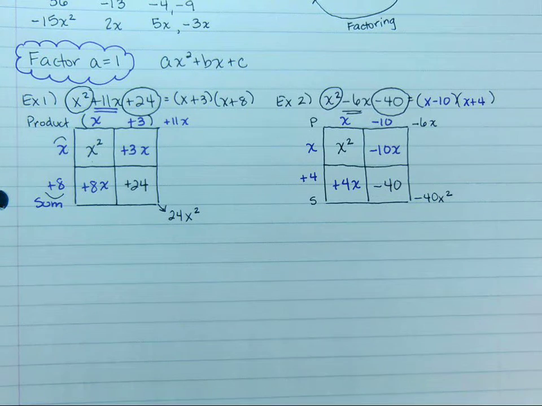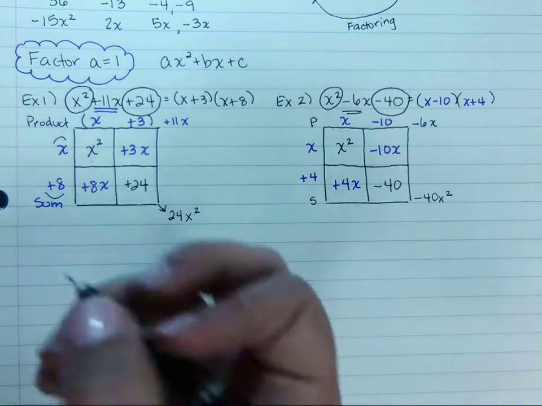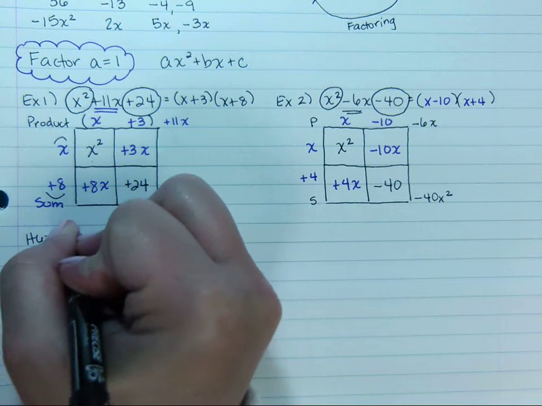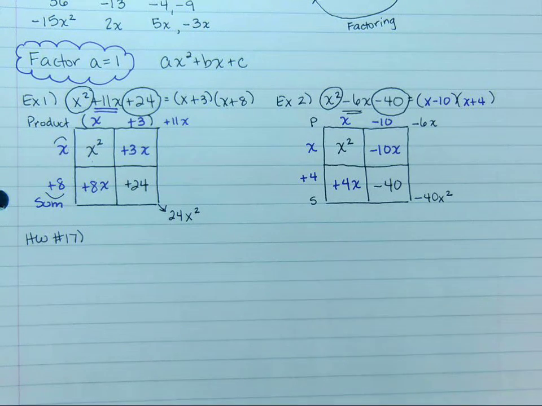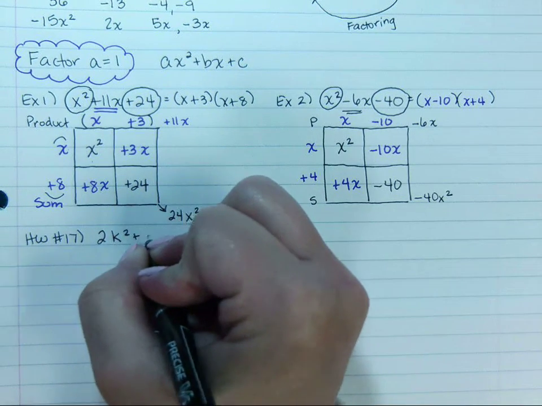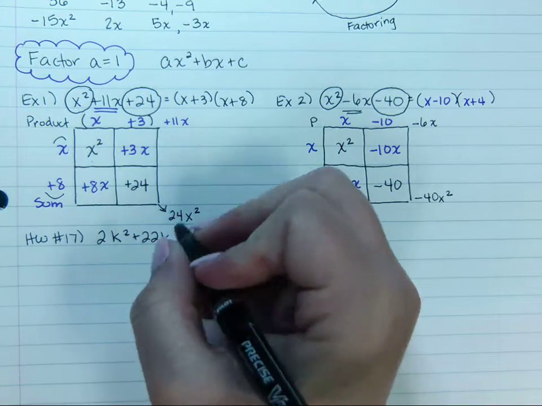So there's one from your homework. It's problem number 17. So when you get your choice of what parts of your assignment you get to do, you just don't get to choose number 17 because I'm giving it to you. So this is number 17. It says 2k squared plus 22k plus 60.